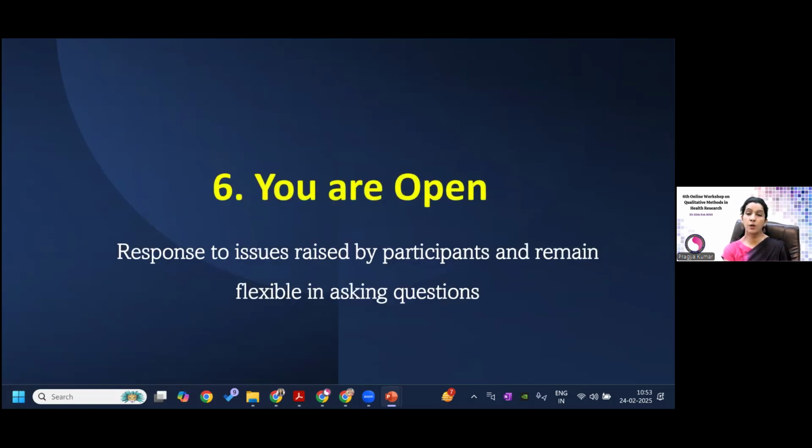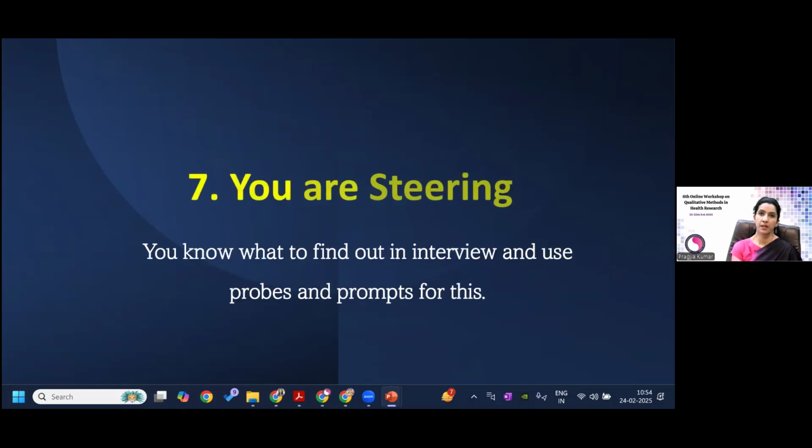And you are open: if there are some issues the participant has raised, or something the participant doesn't want to say, you should respect the autonomy of the person and remain flexible in asking questions.